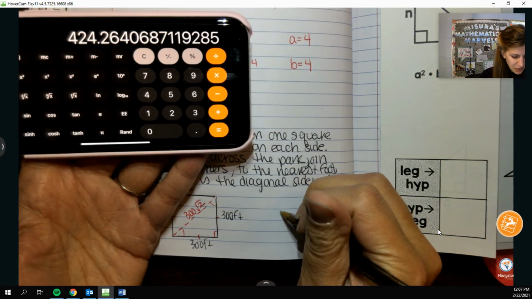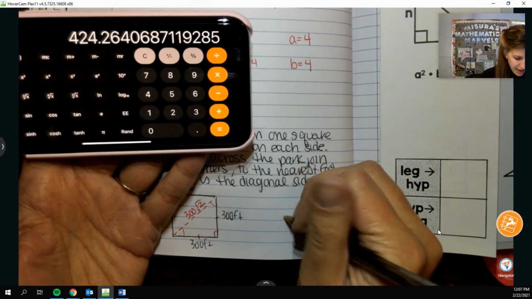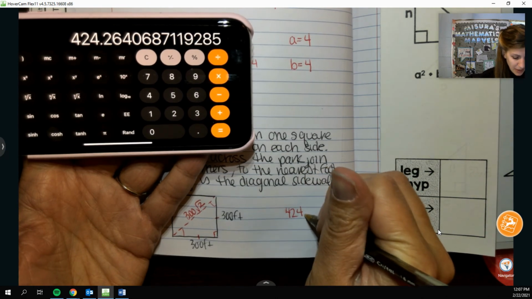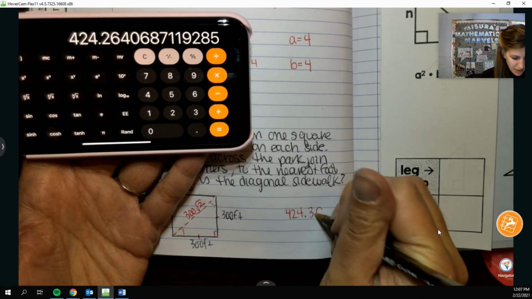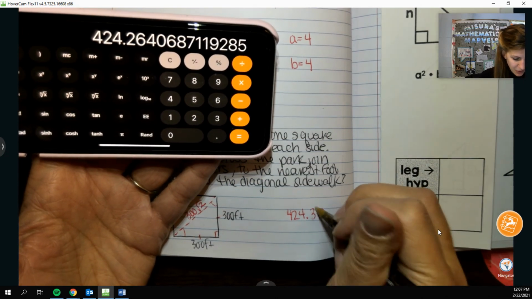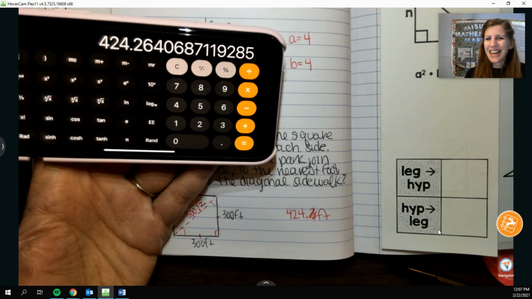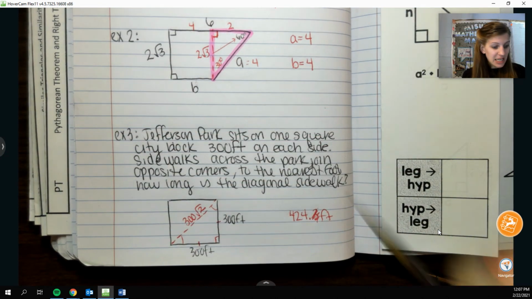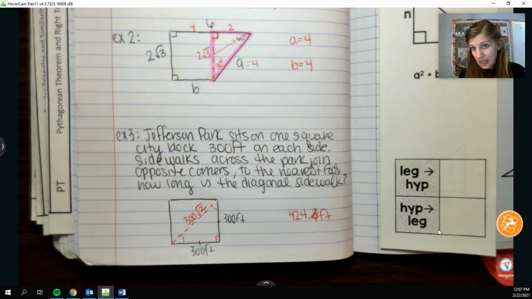So to the nearest foot means that we're going to have 424.3 feet. Oh, to the nearest foot. I'm dumb. Not tenth of a foot. So just 424 feet. Anyways, there we go. Hopefully that little mixed practice, seeing these sort of weirder examples, is helpful.